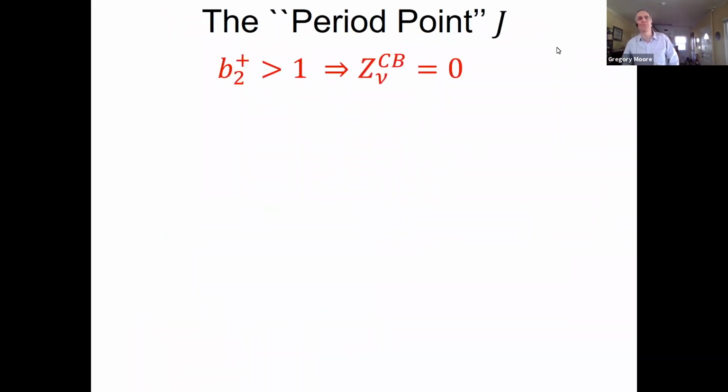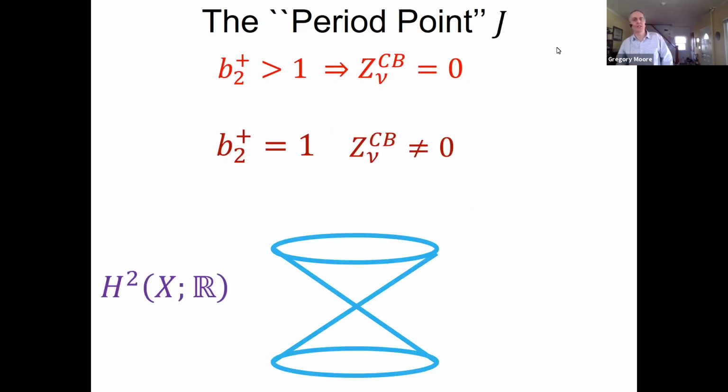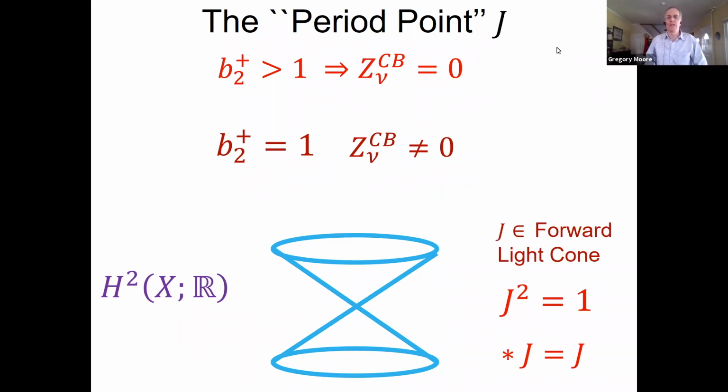What's the period point? Well, if b2+ is bigger than 1, the Coulomb branch integral is 0. We don't need to worry about this. But if b2+ is equal to 1, that's when it's non-zero. And then when b2+ is equal to 1, the second cohomology space is Lorentzian. And so there's a unique degree 2 cohomology class J, which lives in the forward light cone, is norm square 1, and is self-dual. So the Hodge dual depends on the metric, and therefore J depends on the metric. But all the metric dependence comes through J.